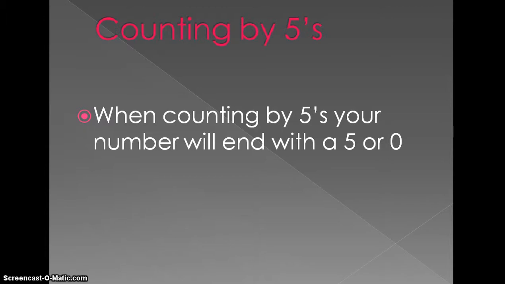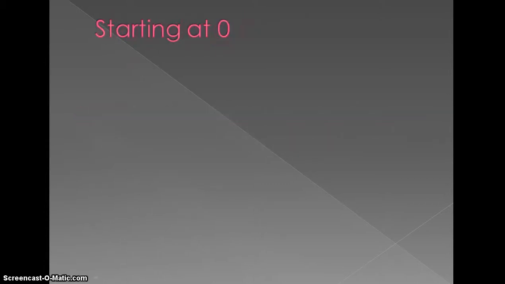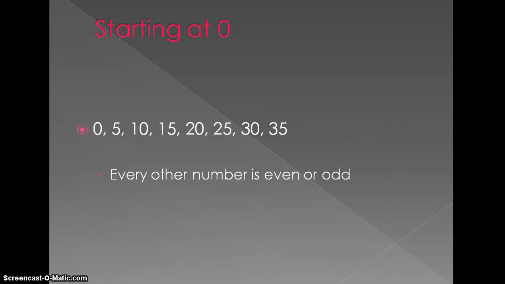Now we're going to learn to count by fives. When you are counting by fives, every number in each sequence will either end with a 5 or a 0. When you start at 0, the numbers go 0, 5, 10, 15, 20, 25, 30, 35, and so on. Every other number is either even or odd.